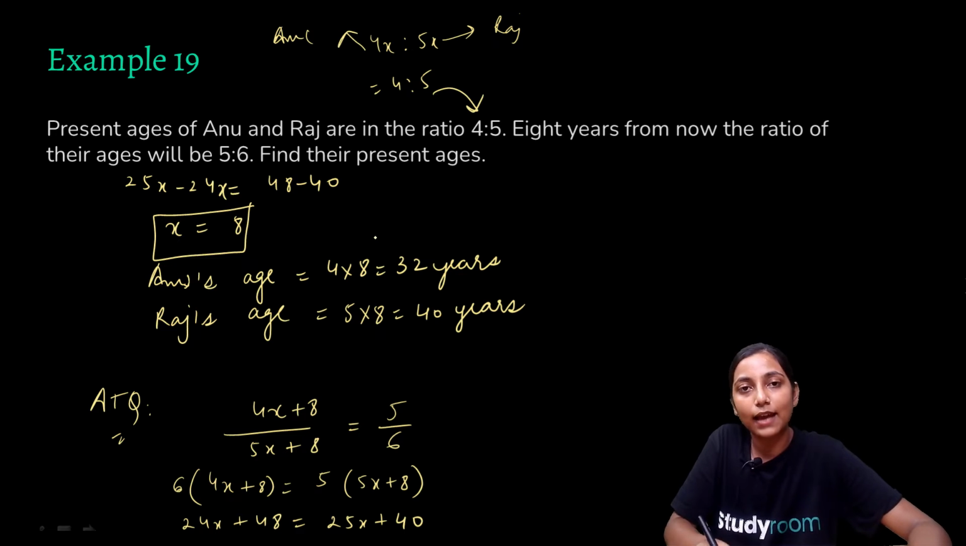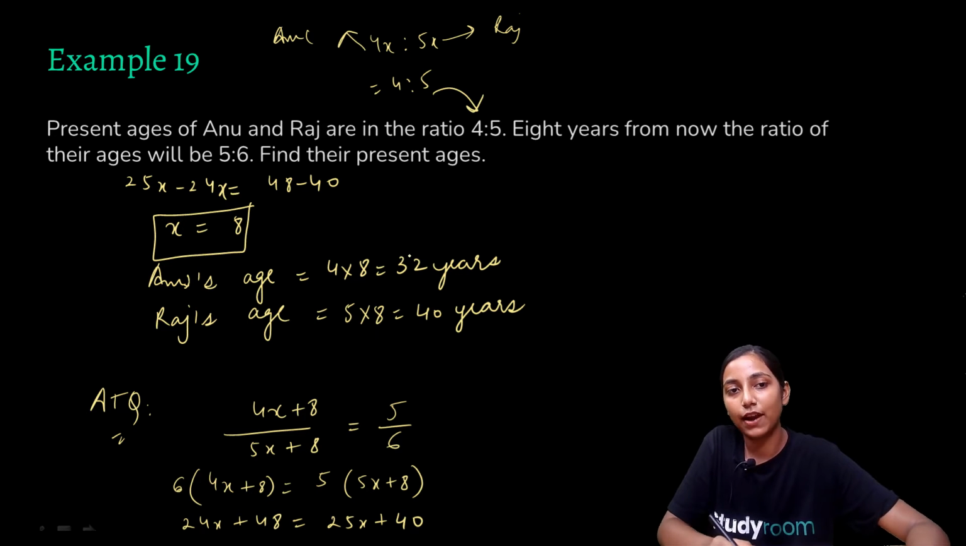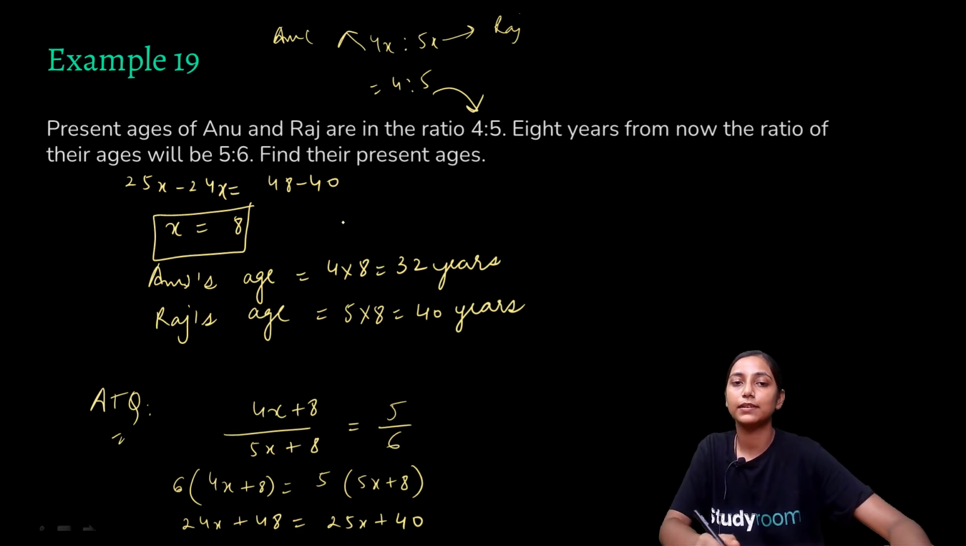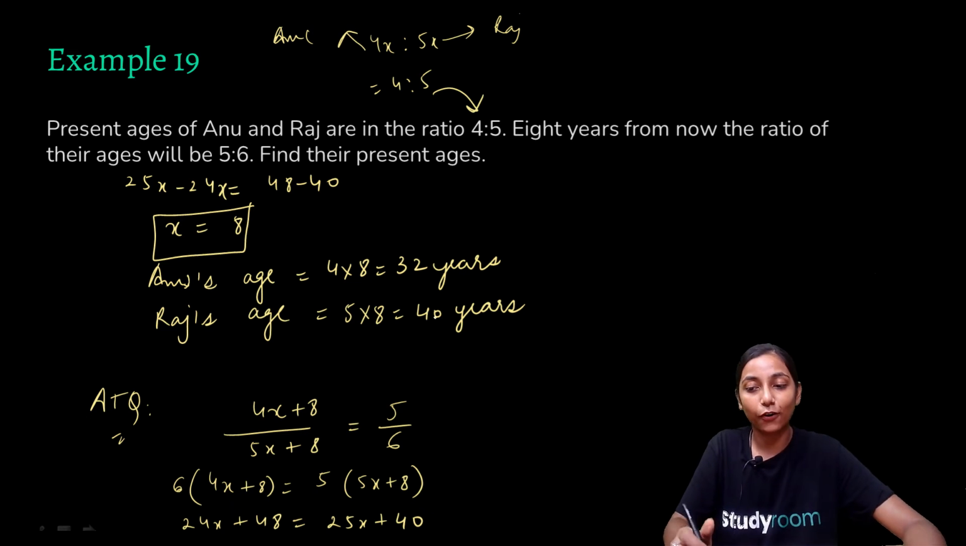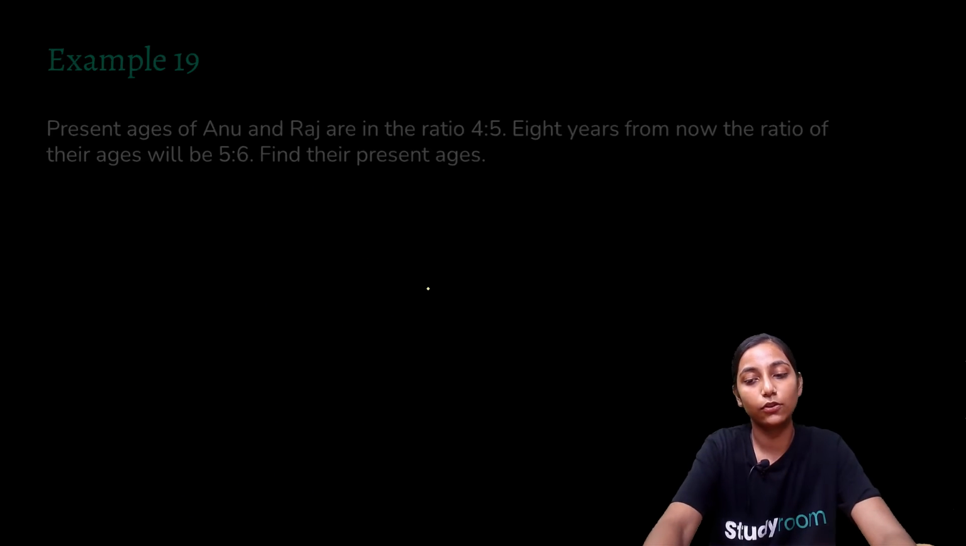We let them be 4x and 5x. After finding the value of x by simplifying and then solving this whole equation, we found out that x was 8. Therefore their present ages will be 4 into 8, that is 32, and 5 into 8, that is 40. This is how we solved it.